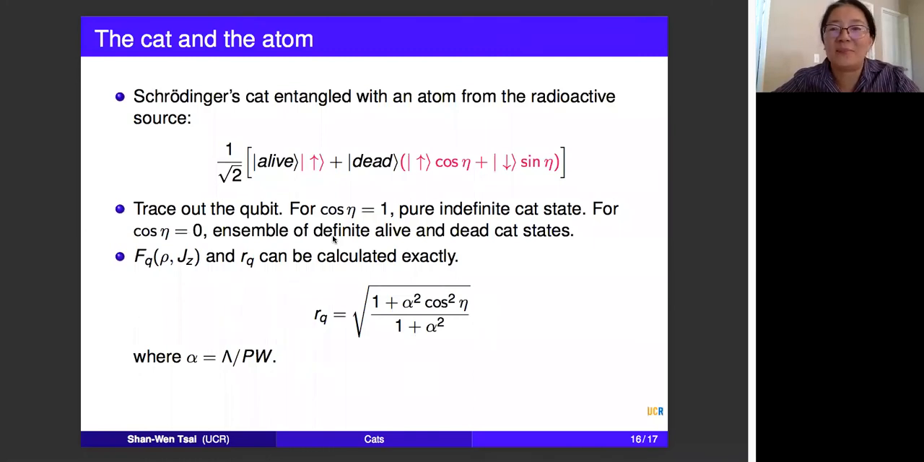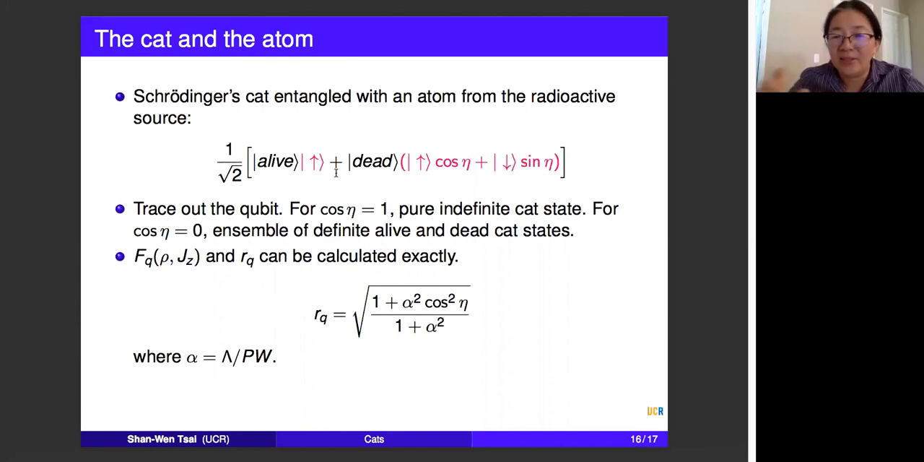And let me consider some cat state, but now I will focus on whether it's entangled with a qubit, which will represent the atom from the radioactive source. It's not just the cat, but the cat entangled with a qubit. So I will parameterize the state this way because that is a very convenient thing. So I have this cat state. This is my system. This is where my experiments will be done on just live or dead. But it is actually entangled with this qubit, and this form is just chosen for convenience.